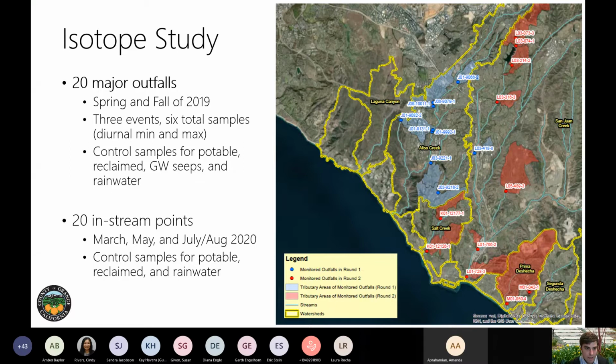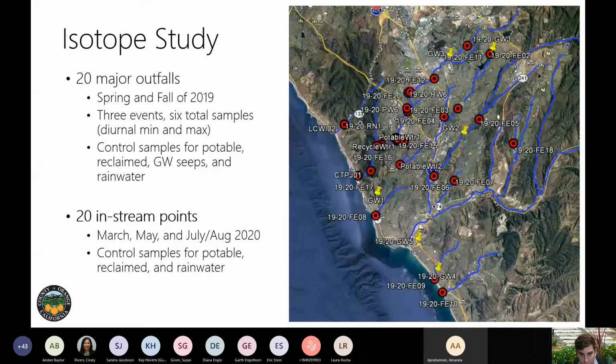The other component of the study was in-stream points that were done more recently. They were done in March, May, and July of this year, either late July or early August, when samples were collected. These also included control samples, collecting potable, reclaimed, and rainwater to evaluate their composition, and then collecting 3 samples at each of the black and red dots on this map, representing a higher density in Aliso to try to understand the longitudinal profile of isotopic composition as it comes through the watershed, but at key points in a variety of other tributaries that are part of this study.